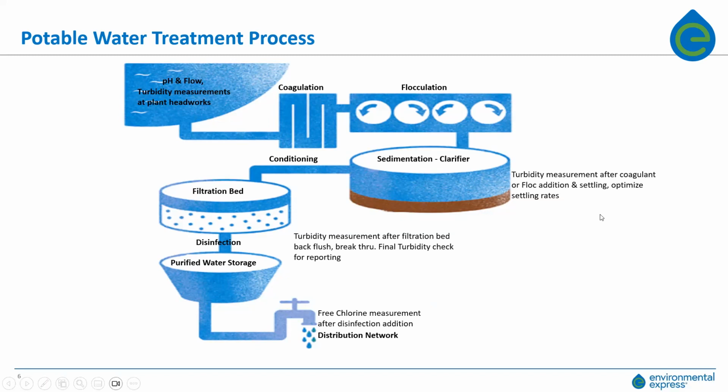But the turbidity measurement here, after a coagulation or floc addition, is a key to determining settling rates and optimizing the amount of coagulant or flocculant that's being injected into the water. After settling, the water is then additional conditioning can be performed if they're removing nitrates, phosphates, other type of impurities. Then the water would flow into a filter bed.